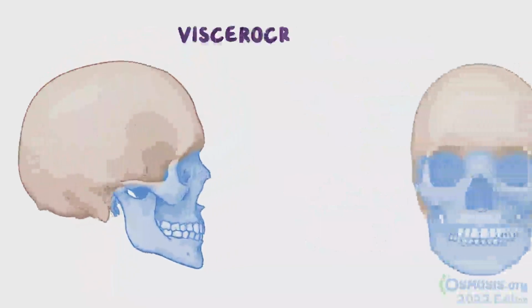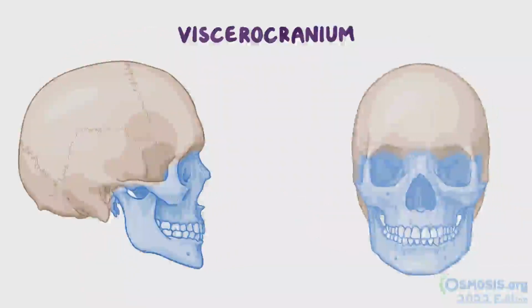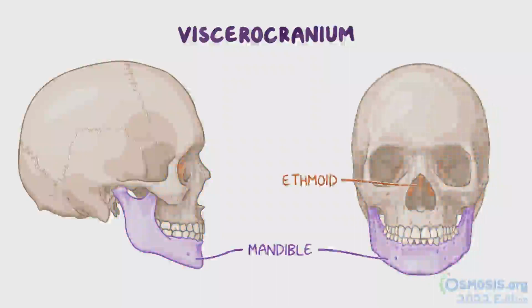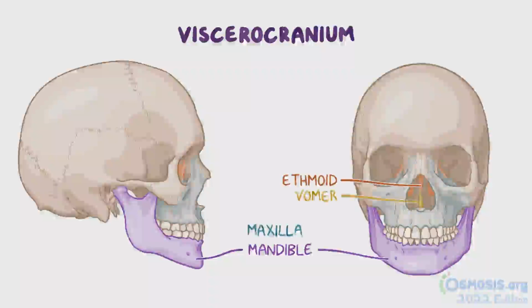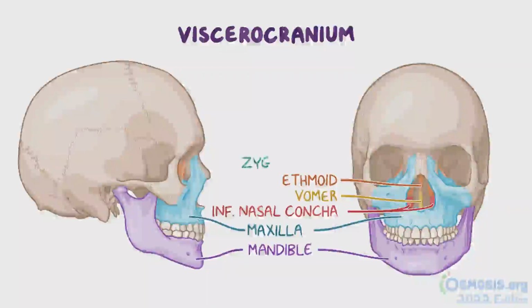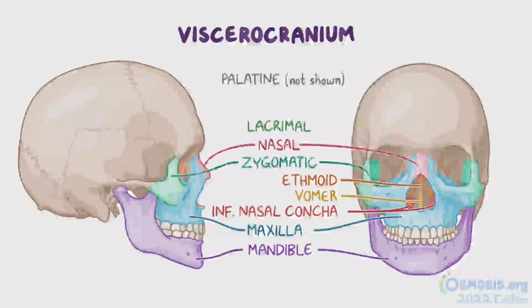Let's look at the viscerocranium first, which is actually made up of 15 bones. Only 3 of them are unpaired bones, and they sit on the midline: the mandible, ethmoid, and vomer. Then there are 6 pairs of paired symmetrical bones: the maxilla, the inferior nasal concha, as well as the zygomatic, palatine, nasal, and lacrimal bones.